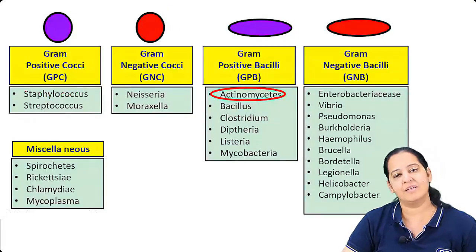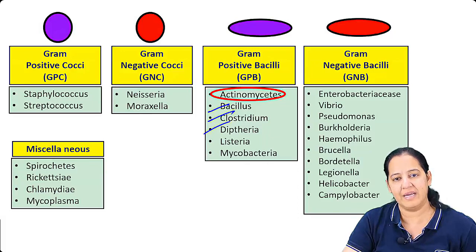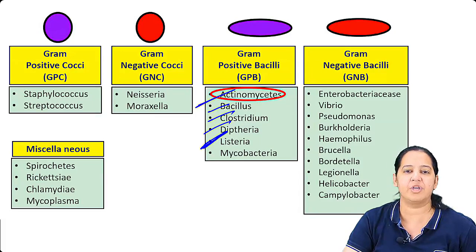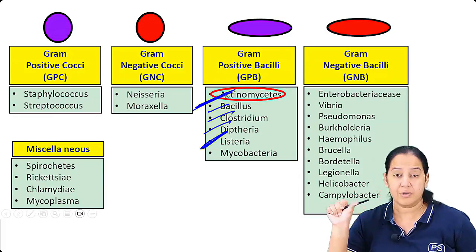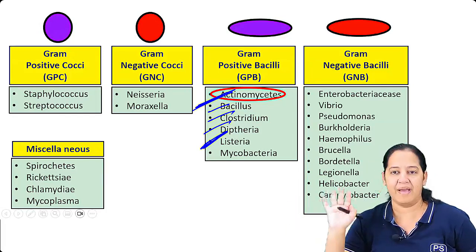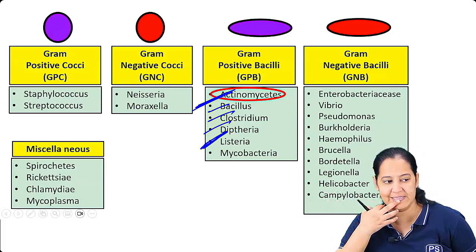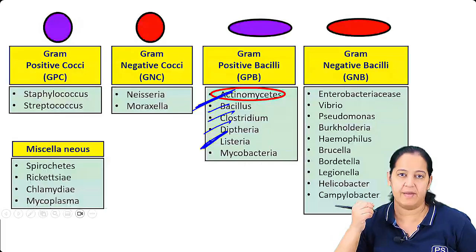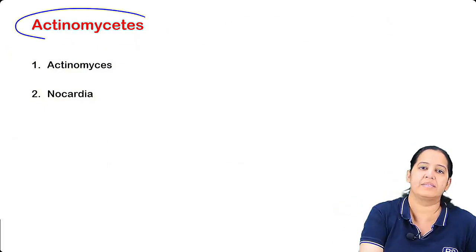Okay. So we are done with Listeria. So we are done with B, C, D, L. And now next I am teaching you Actinomycetes, the fifth gram-positive bacilli. So let's start with Actinomycetes.